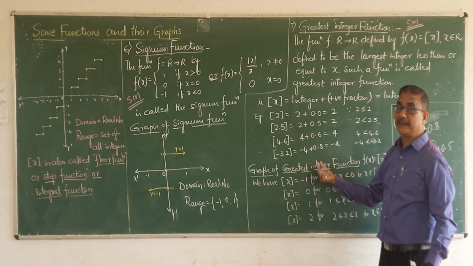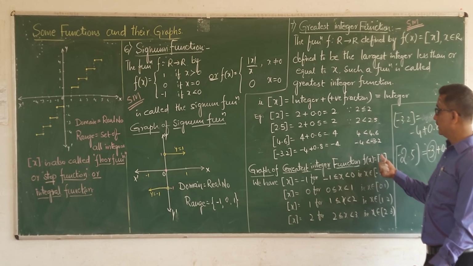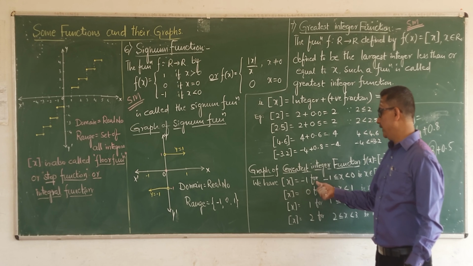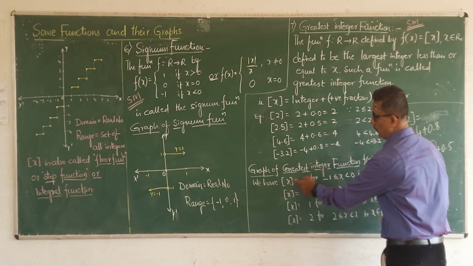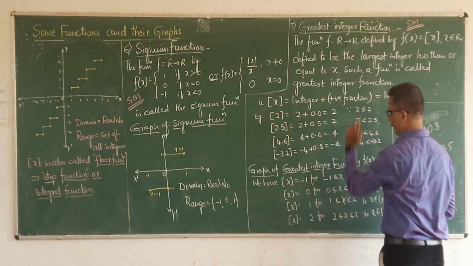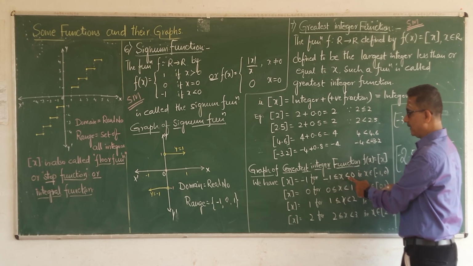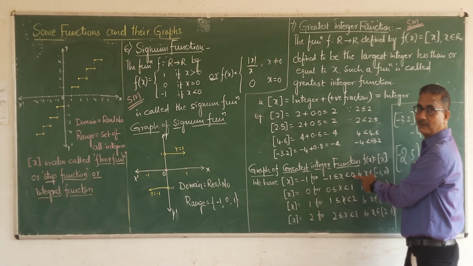Now the graph of the greatest integer function, f of x equal to greatest integer function of x. Here the greatest integer function of x is equal to minus 1, where that minus 1 is less than or equal to x, and minus 1 is less than 0. Is minus 1 less than 0? Yes. So minus 1 is less than or equal to x, where x is less than 0. That is, x is from minus 1 up to less than 0.